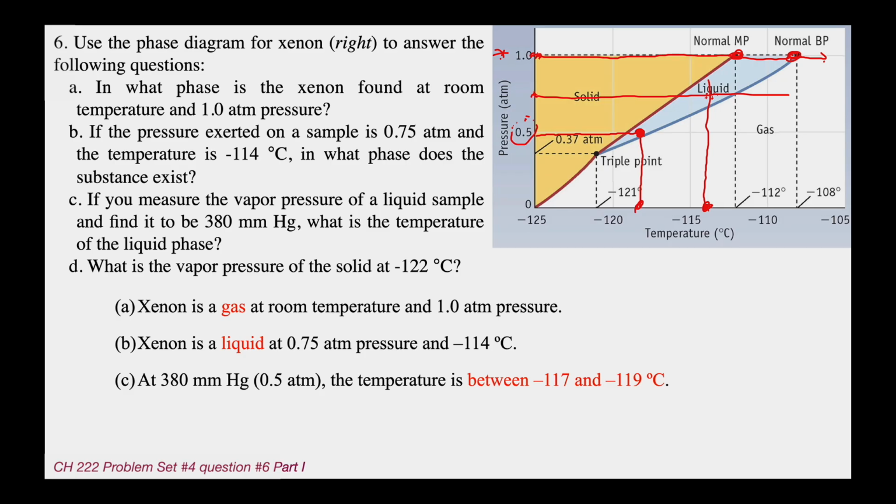D, what's the vapor pressure of the solid at minus 122 Celsius? Now, normally we don't think about solids as having vapor pressure. Usually the liquids are what we're more worried about for vapor pressure. But if you are at the place where solid goes directly to gas, you will have a vapor pressure of the solid. So in this problem, you want to go to minus 122 Celsius.